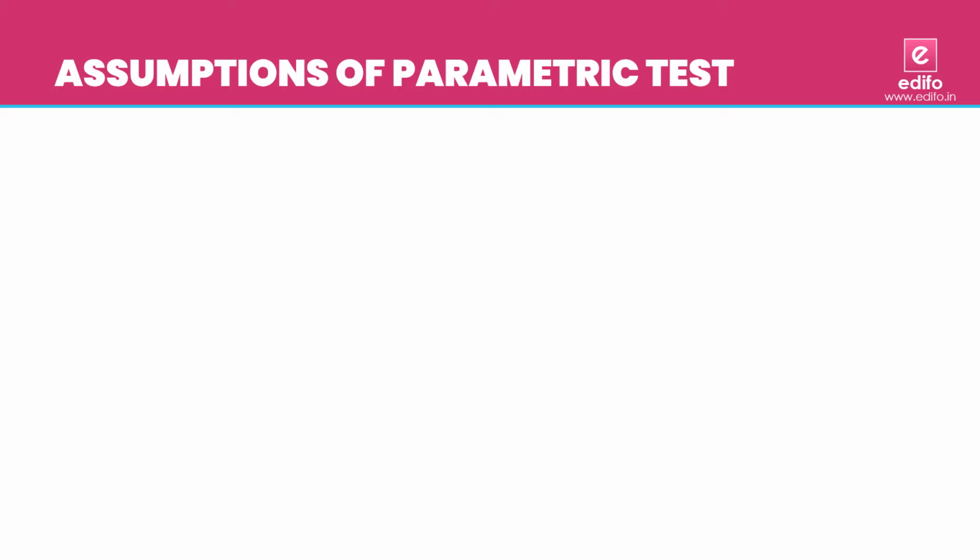So, this is the first assumption, that is the assumption of normality. This is a prime assumption of parametric tests. Most of the parametric tests require that the assumption of normality be met.